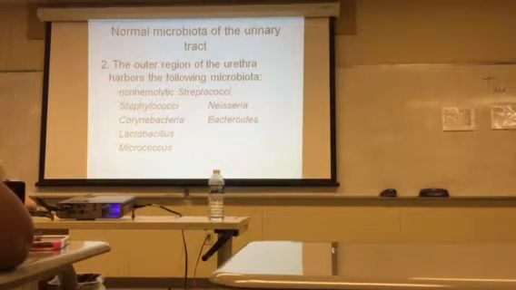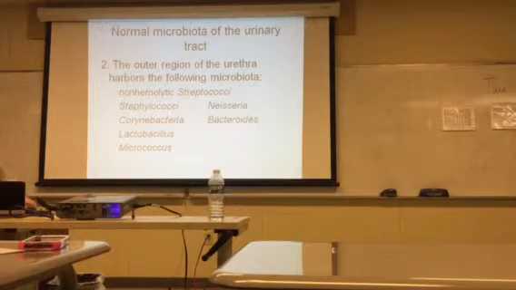And we do have some normal microbiota that you would find in the outer urethra. These are some of them that you would find: non-hemolytic streptococci, Staphylococcus, Corynebacterium, lactobacillus, of course we know that the female body especially has lactobacillus, micrococcus, Neisseria, and Bacteroides.